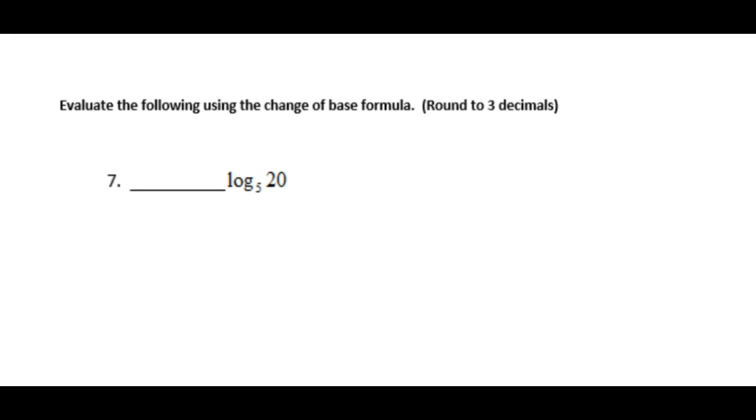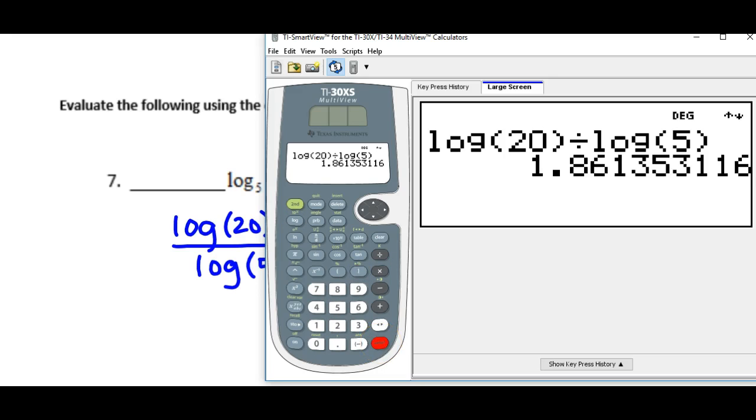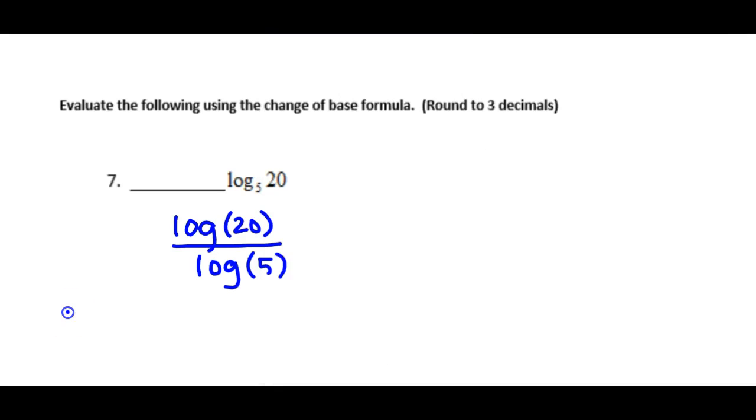All right, look at number 7. Evaluate the following using the change of base formula. So this is where we're going to go ahead and say, all right, if I tried to evaluate this, I don't know what that answer would be. So we're going to take our calculator and we're going to type in the log of 20 divided by the log of 5. And when we do that, the log of 20, close off the parentheses, divided by the log of 5 gives us 1.861, and we're going to go to 3 decimal places.